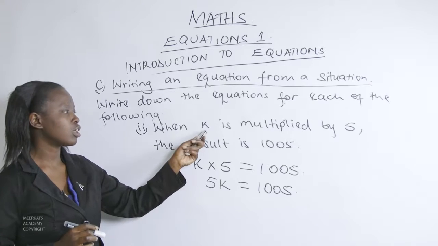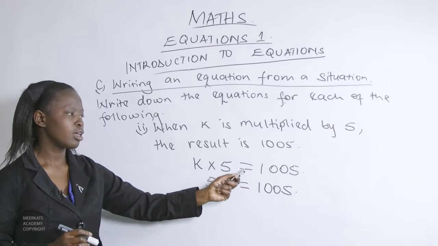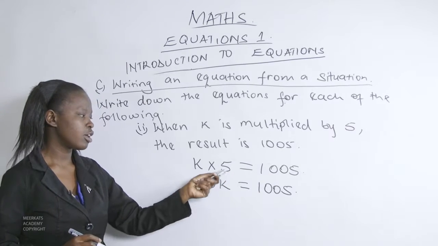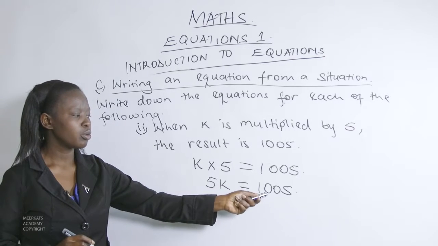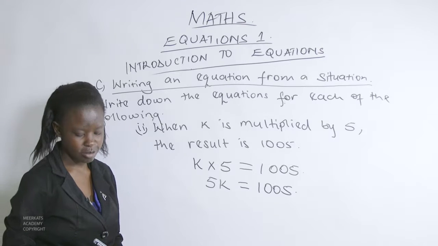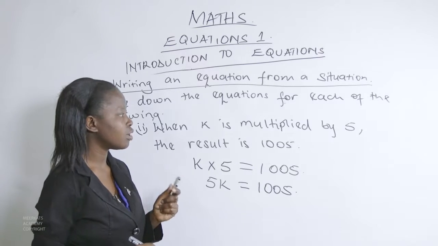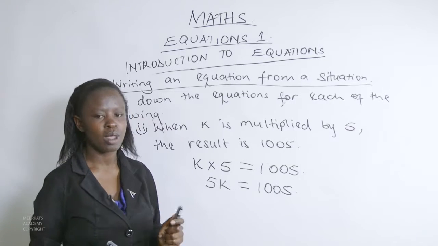We are talking about k multiplied by 5. So we have k times 5 is equal to 1005. 5 times k is 5k, which is equal to 1005. Remember, we are simply finding the equations to the given situations, but we are not simplifying them. So we are simply writing down the equation.